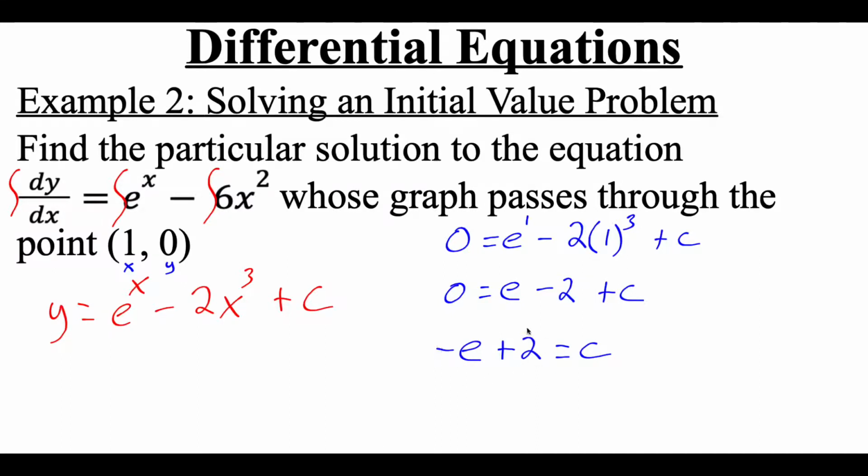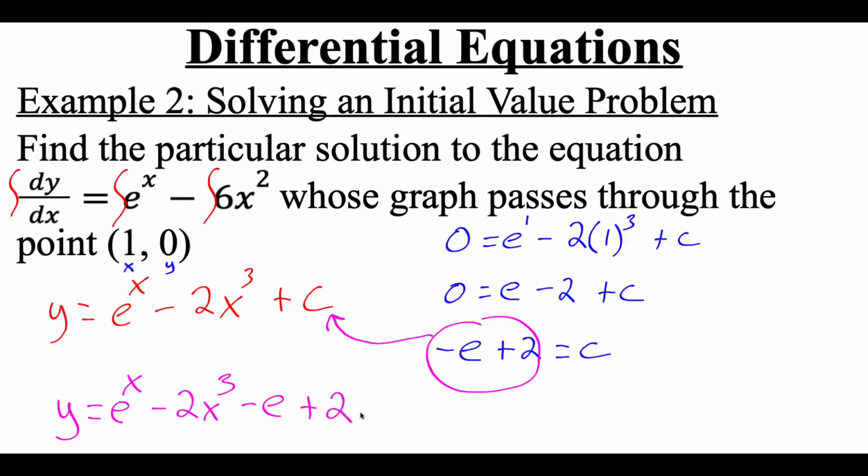So now I can take that information and plug this in for c in my integral that we got earlier. So we get the equation y equals e to the x minus 2x cubed minus e plus 2. This is our unique solution, or our particular solution, to that differential equation that we were given.